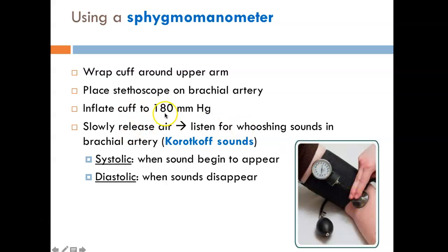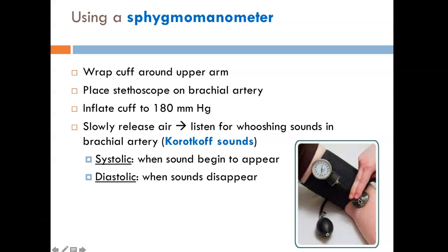You inflate the cuff to 180. You guys will probably inflate yours to 150, unless you know you have hypertension or you have a history of hypertension. You slowly release the air. If you can see where my cursor is right now, you see this little metal thing? The way you release the air is that you slowly turn it, and then air starts coming out. You're reading this while listening.